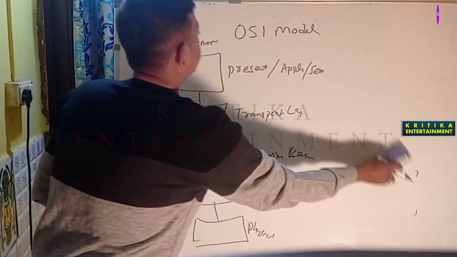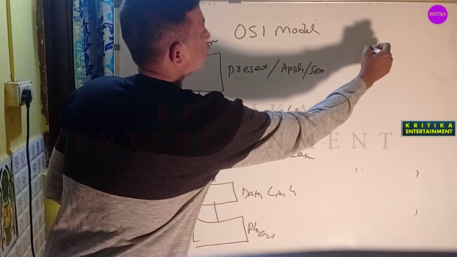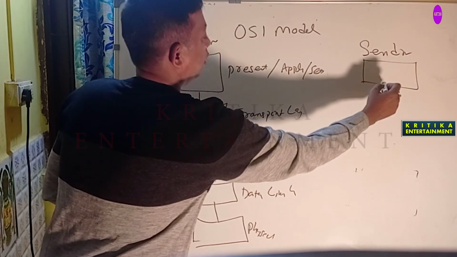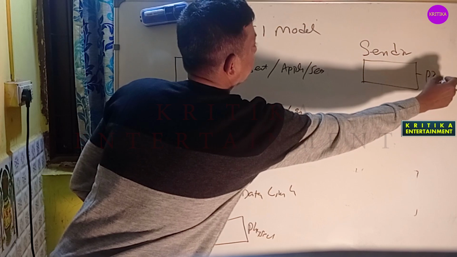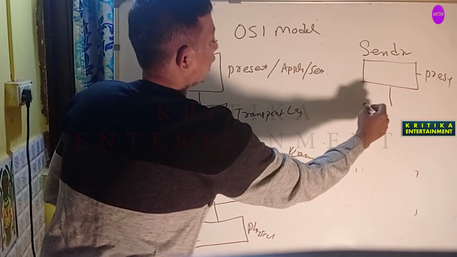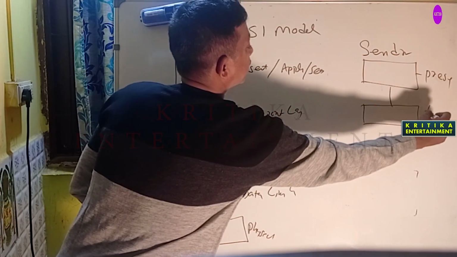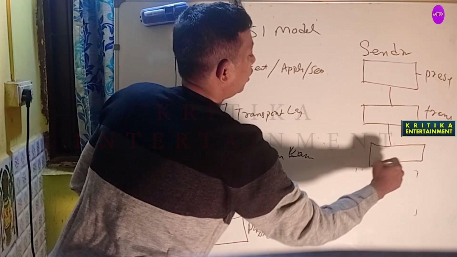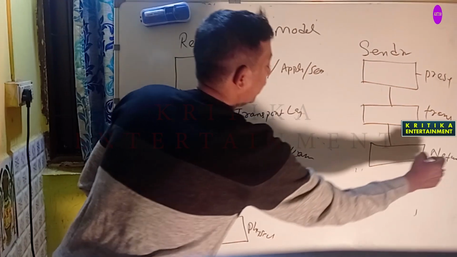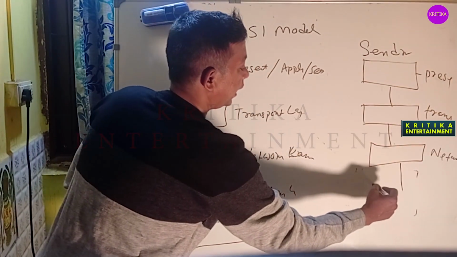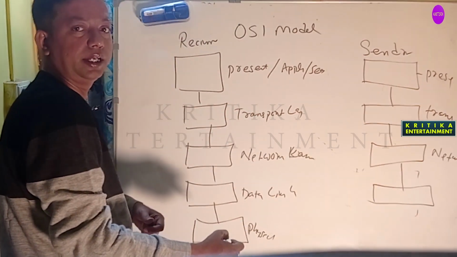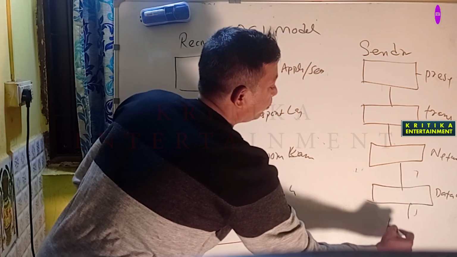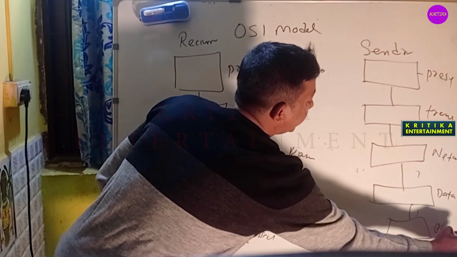So this is the sender. I will take the sender here. Okay, this is the sender system or sender terminal. On the sender side you can also find the presentation layer, the transport layer, the network layer, the data link layer, and the physical layer.